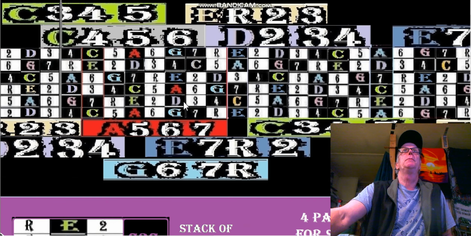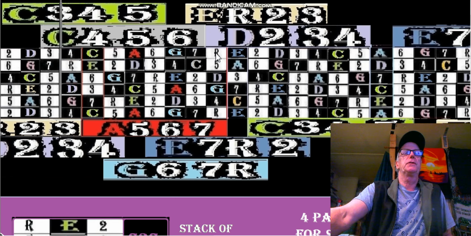We can start it from A. Let's start from A. Let's give A a little attention. 5, 6, 7, root 2, 3, 4, 5, 6, that's 3. Fourth string is 7, root 2. Fifth string warp up for 3, 4, 5. Sixth string, 6, 7, root.